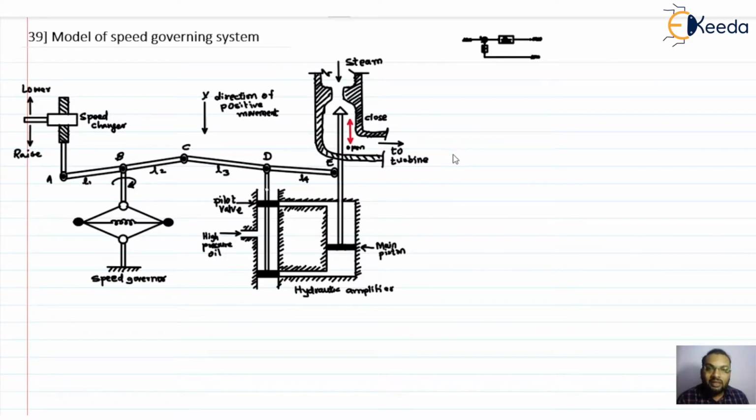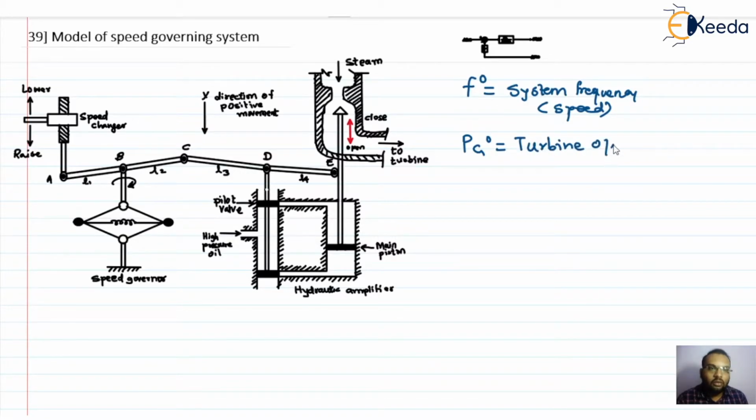So this condition, let us characterize it. First let us characterize the frequency. I'm denoting it as f naught, the system frequency, or we can also call it speed, because we know that speed and frequency have a direct relationship. Then the output of the alternator, or turbine output, which is equal to generator output when we neglect the generator losses.